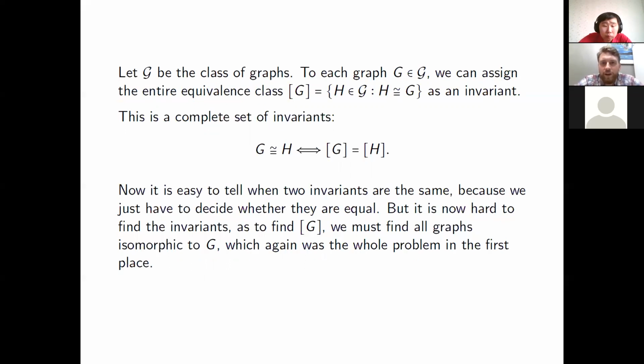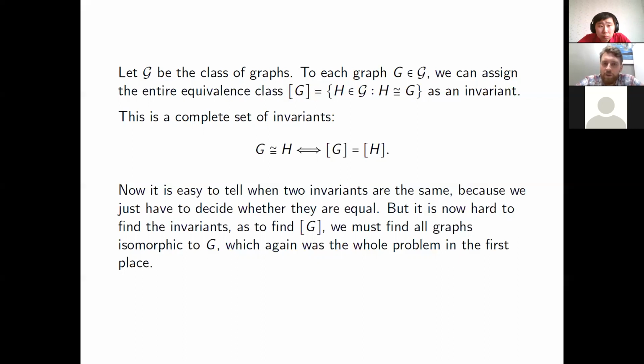Well, we can solve that. The other thing we could do is, if we've got a graph G, the invariant I'm going to assign is the entire equivalence class of all graphs isomorphic to G. This is a complete set: G and H are isomorphic if and only if their equivalence classes are the same. And I've solved the problem from before, in the sense that it's very easy to tell if two invariants are the same. Is the equivalence class of G equal to the equivalence class of H? That's just asking whether two things are equal.